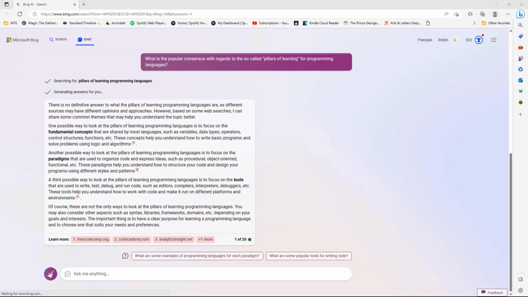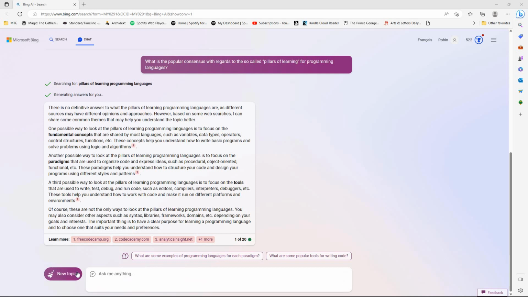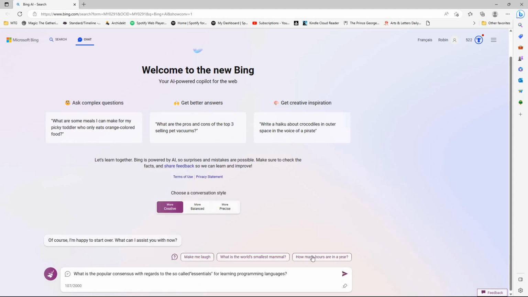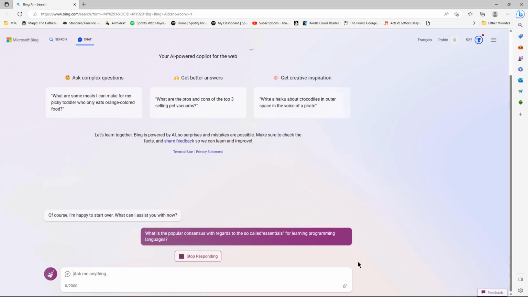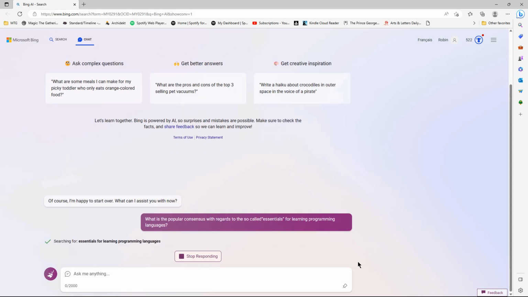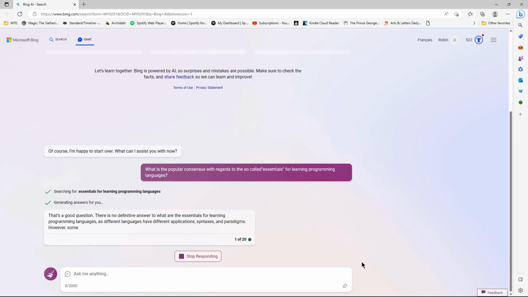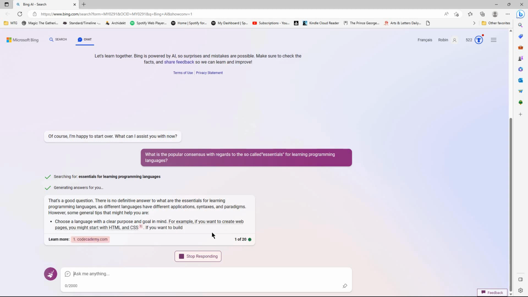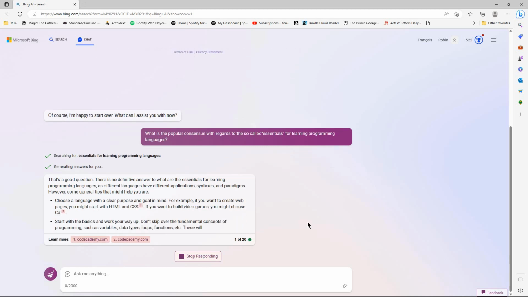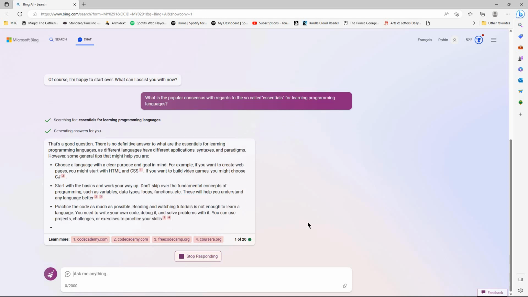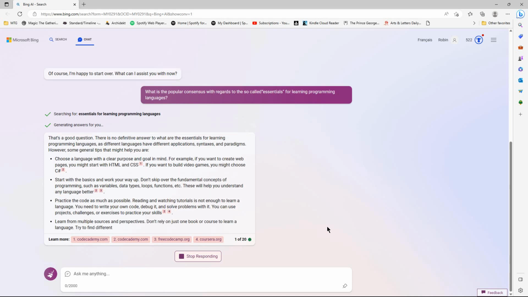So what I'm going to do is just reword this. I will wipe this and do this. So what is the popular consensus with regards to so-called essentials for learning programming languages? So here you can see it's a bit more... Okay, that makes sense. And also the term essentials is different to pillars of learning.